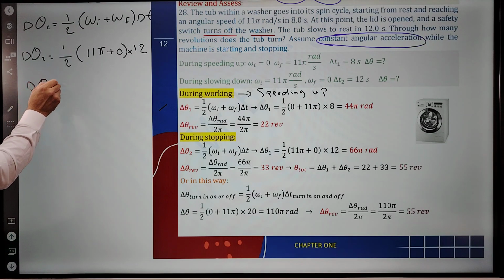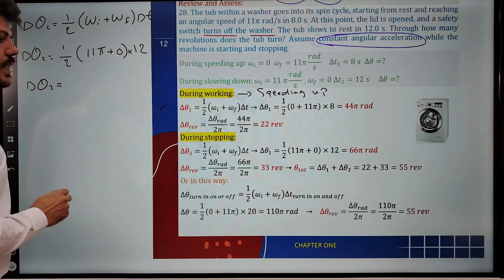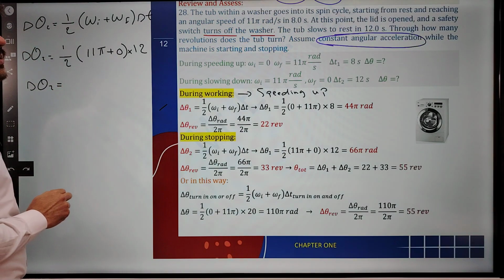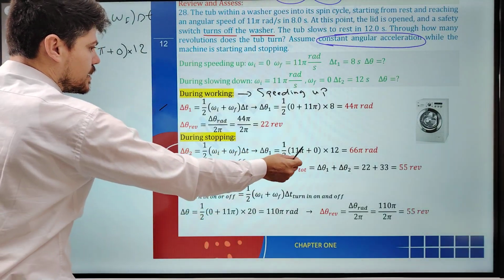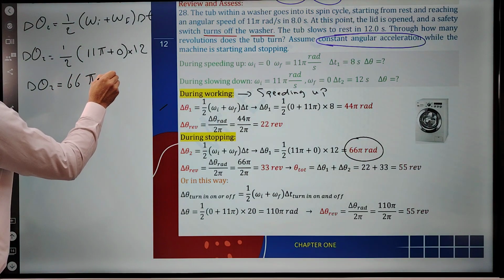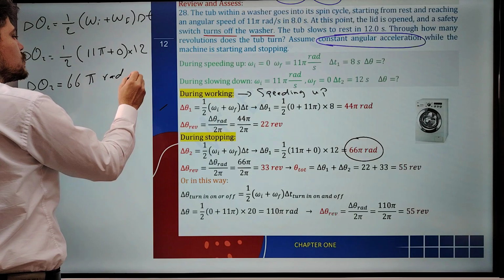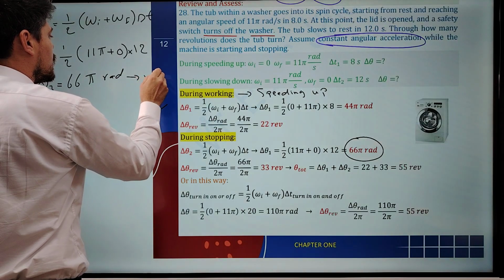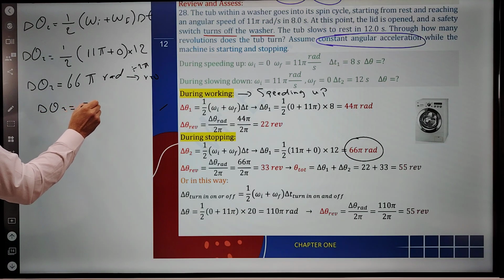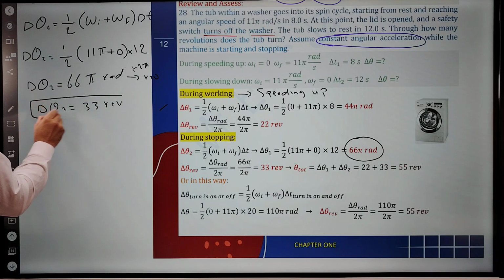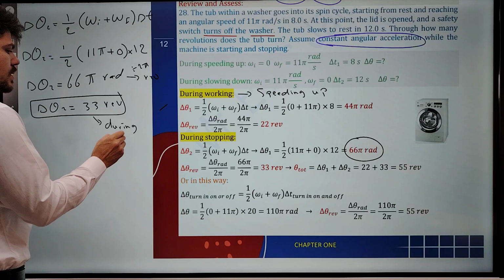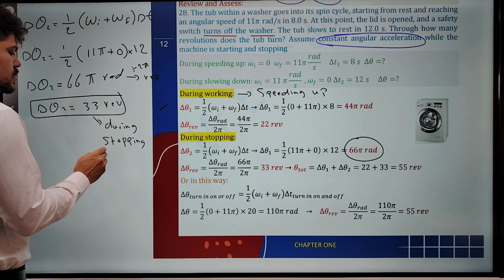Okay, so theta 2 is equal to what? Is equal to 55, sorry, is equal to 66 pi rad. Okay, if you convert to rev, divided by 2 pi, theta 2 is equal to 33 revolutions. So this is during what? During stopping or slowing down.